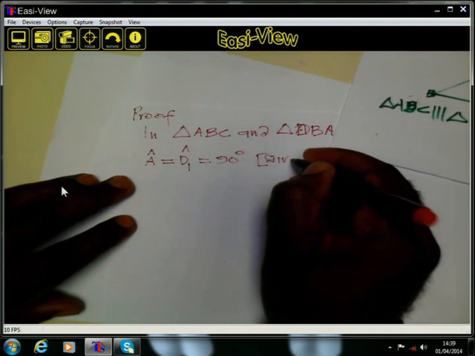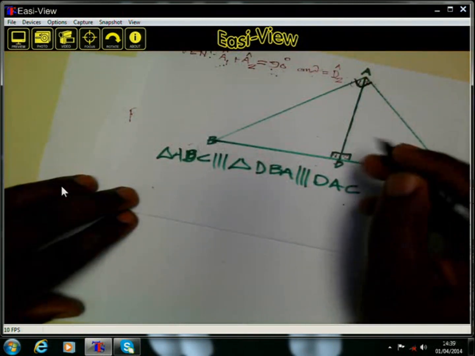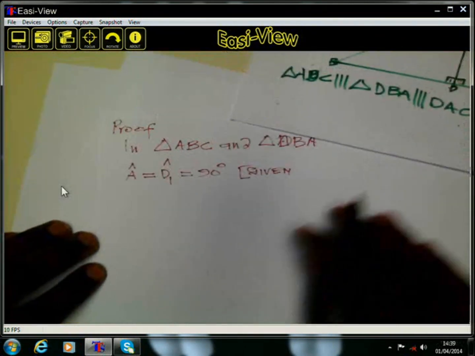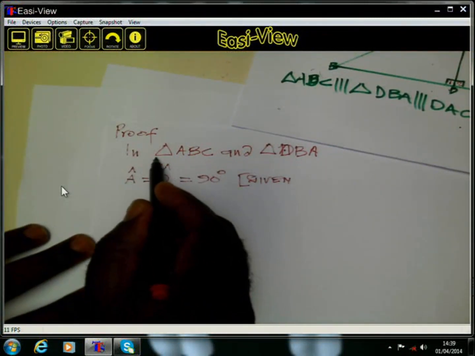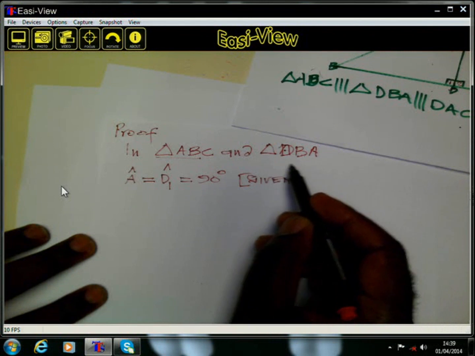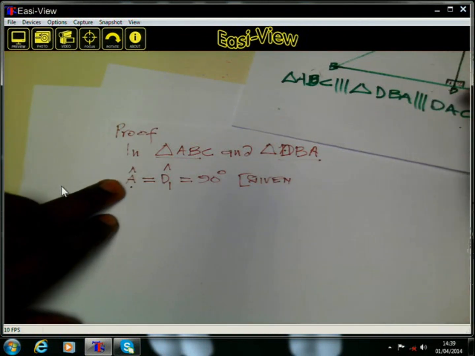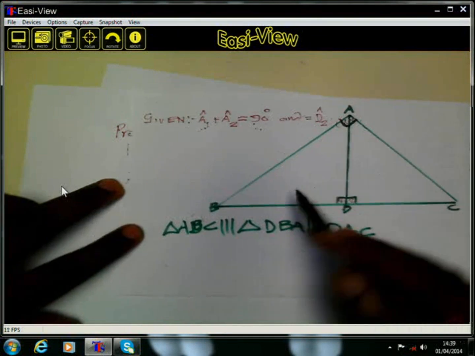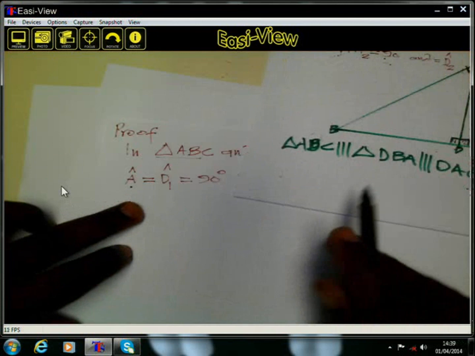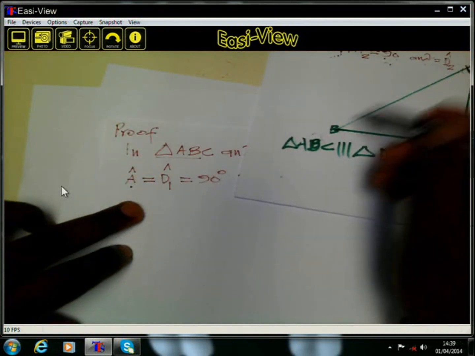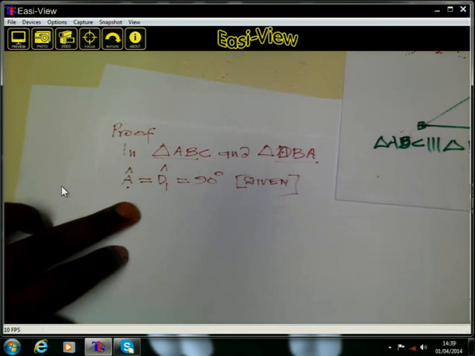Remember when we had that extension, that construction, it made this angle equal to 90. That's the first thing that we can come up with from the two triangles in question, triangle ABC and triangle DBA. A is for triangle ABC, while D1 is for DBA. Both of them are equal to 90. The reason is given.